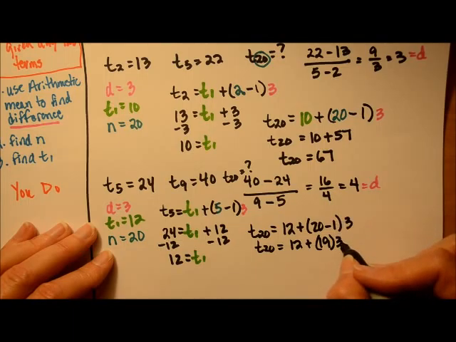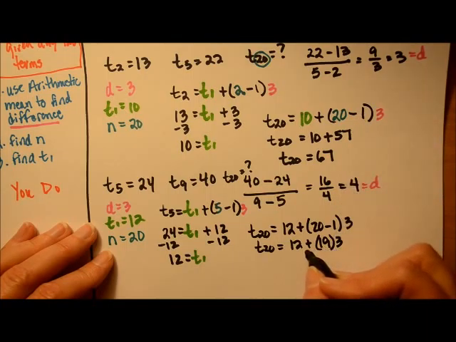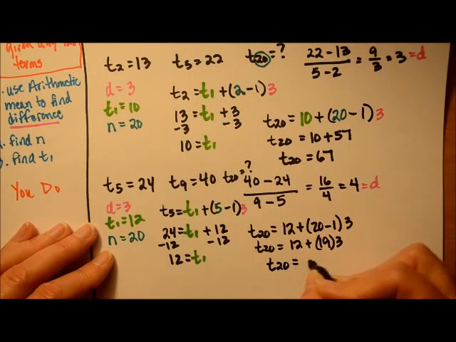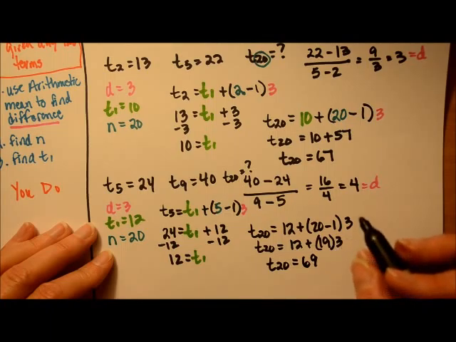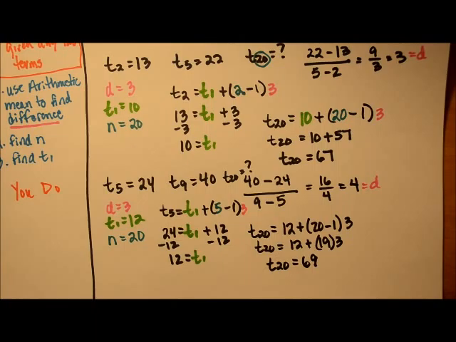Sorry, I was lost in thought. Let's see. 60 minus 3, 57. No, that was the same one we had up there. 57 plus 12, 67, 68, 69. So T20 is 69. Right, did I do that right? 30, 57, 67, 68, 69. Right, so there's my T20.